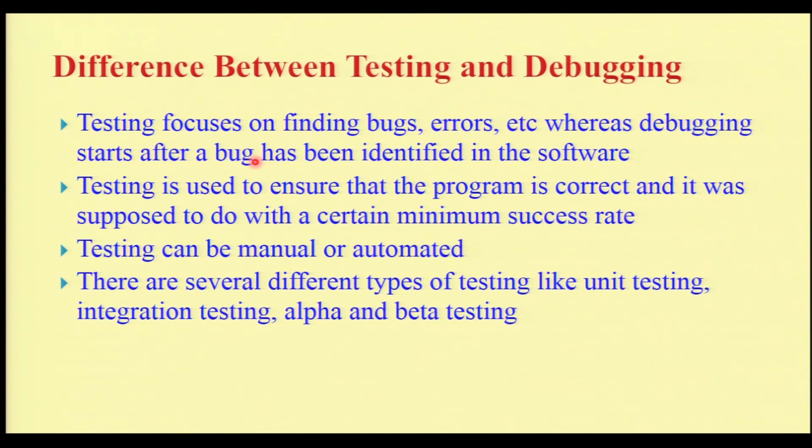The other differences are: testing is used to ensure that the program does what it was supposed to do with a certain minimum success rate. Testing can be manual or automated. There are several different types of testing like unit testing, integration testing, regression testing, system testing, smoke testing, alpha testing and beta testing. My dear students, I suppose you would have studied all these types of testing in the previous sessions.